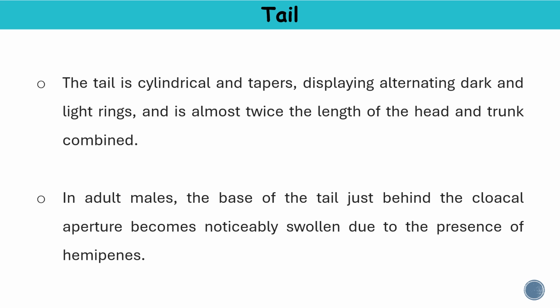In adult males especially, the base of the tail just behind the cloacal aperture becomes noticeably swollen because of the presence of the hemipenis, which is the muscular copulatory organ present in males and absent in females.